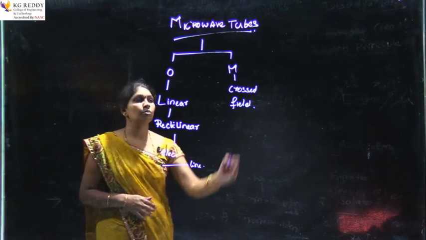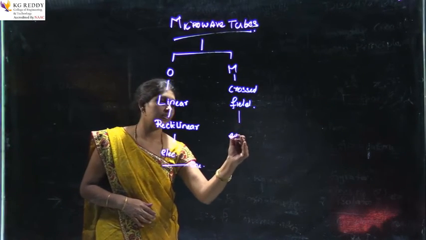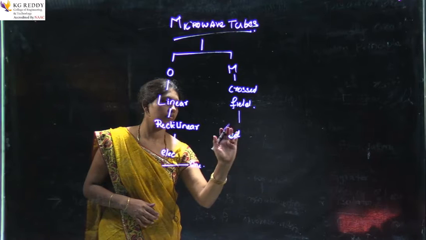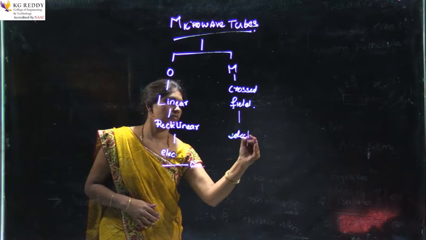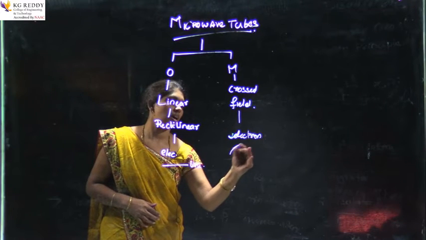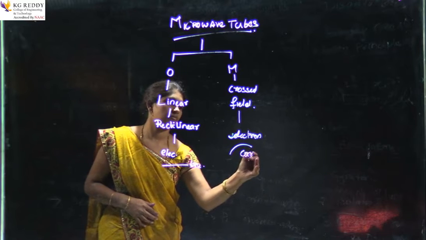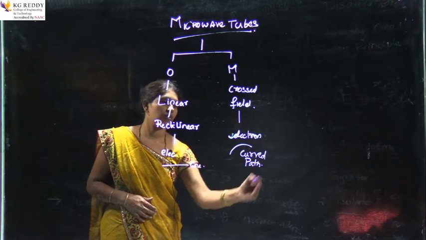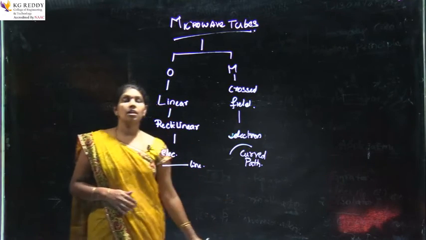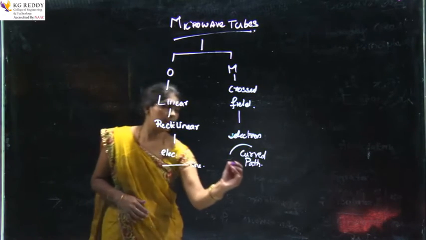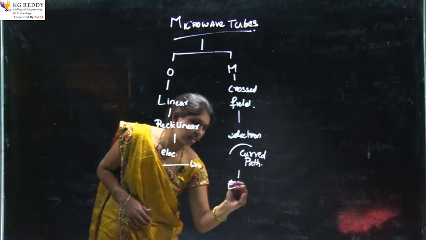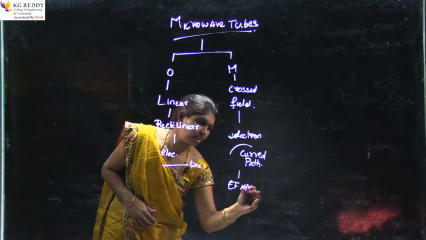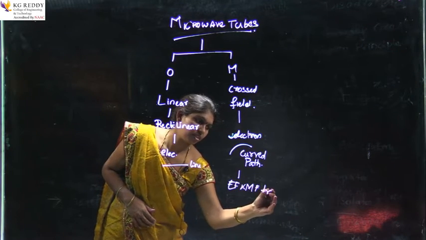In M type tubes, the electron travels in a curved path. Here in the M type tubes, the static electric field and magnetic field are perpendicular to each other.